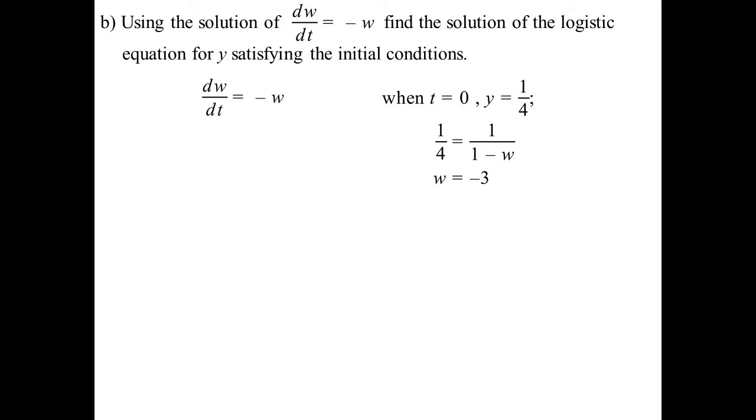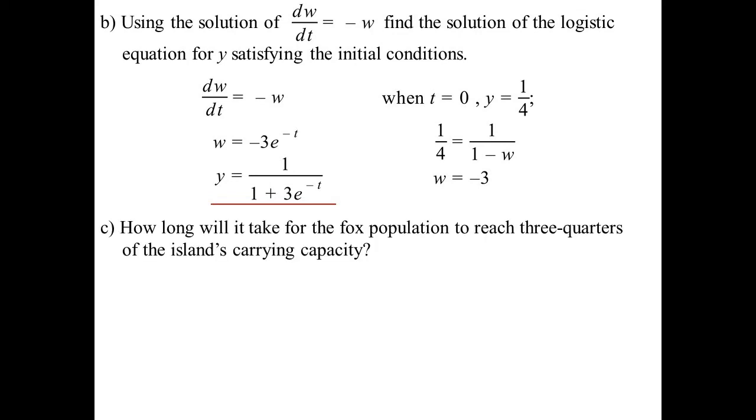Okay, there it is. The dw/dt is minus w. That's our classic exponential growth and decay, so it'll just become minus 3e to the minus t. So therefore there's y. Remember, y is 1 on 1 minus w. Well, we just found w was minus 3e to the minus t. So it's an interesting way of approaching that problem. But there's more.